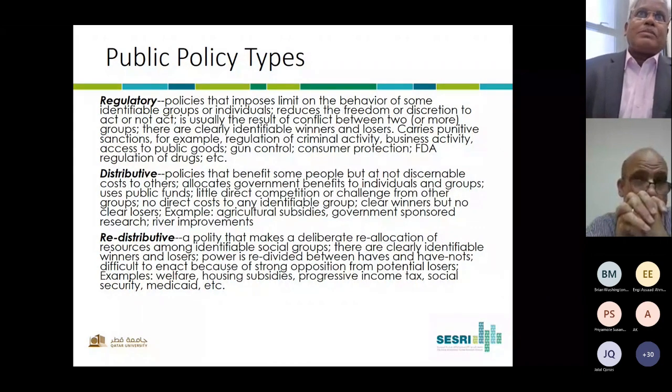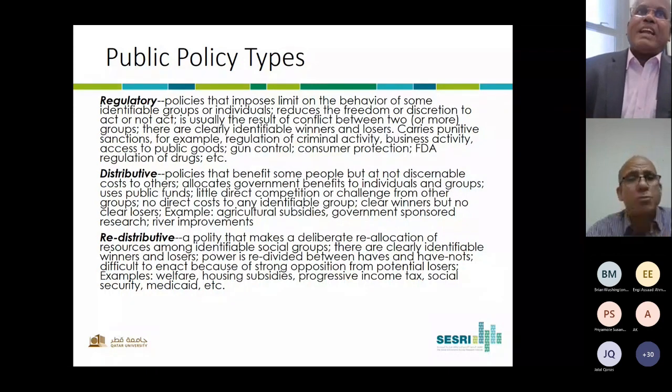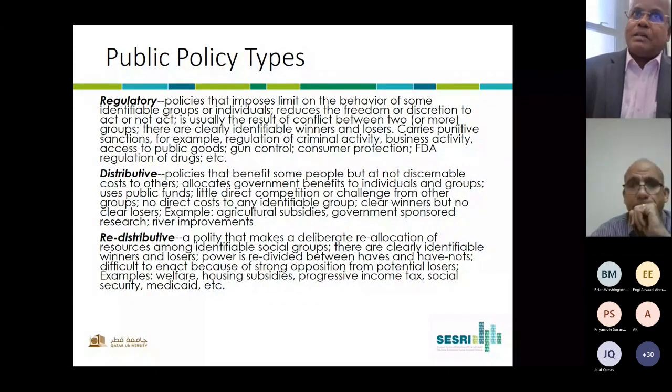The second type of policy measures are distributive policy measures, distributive policy actions, which are policies that benefit some people but with no discernible cost to others. It should benefit others equally, but it should not disproportionately affect others or disproportionately benefit some group of the population.